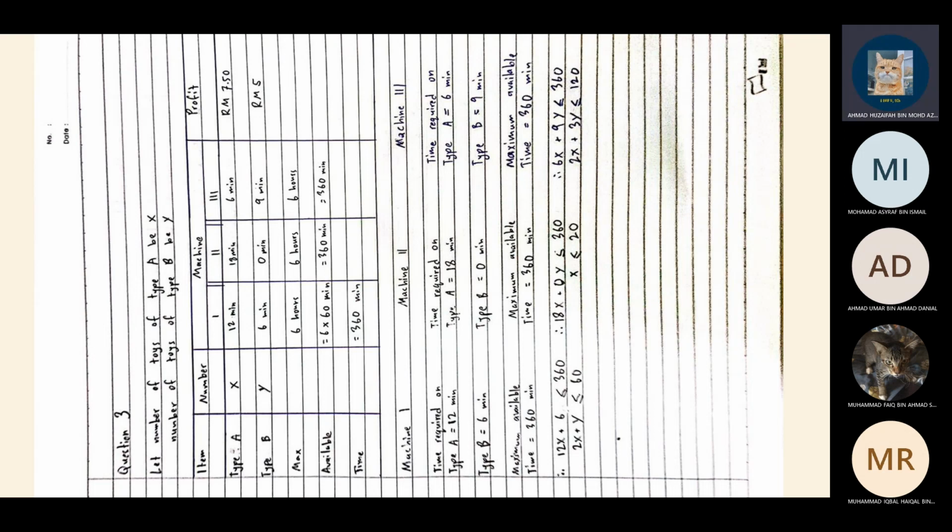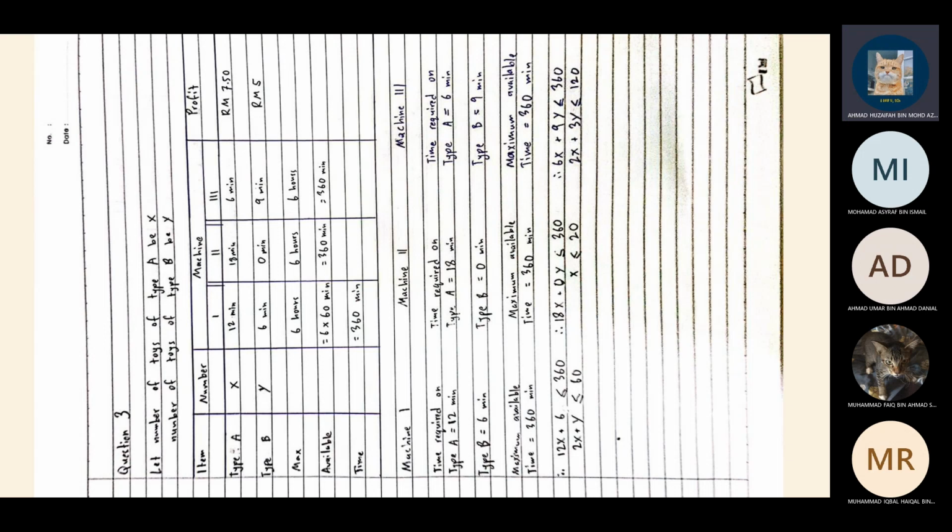So we go for machine 2. Time required on type A is 18 minutes, type B is 0 minutes. Maximum available time is 360 minutes, and we calculate 18x plus 0y less than or equal to 360. So x is less than or equal to 20.